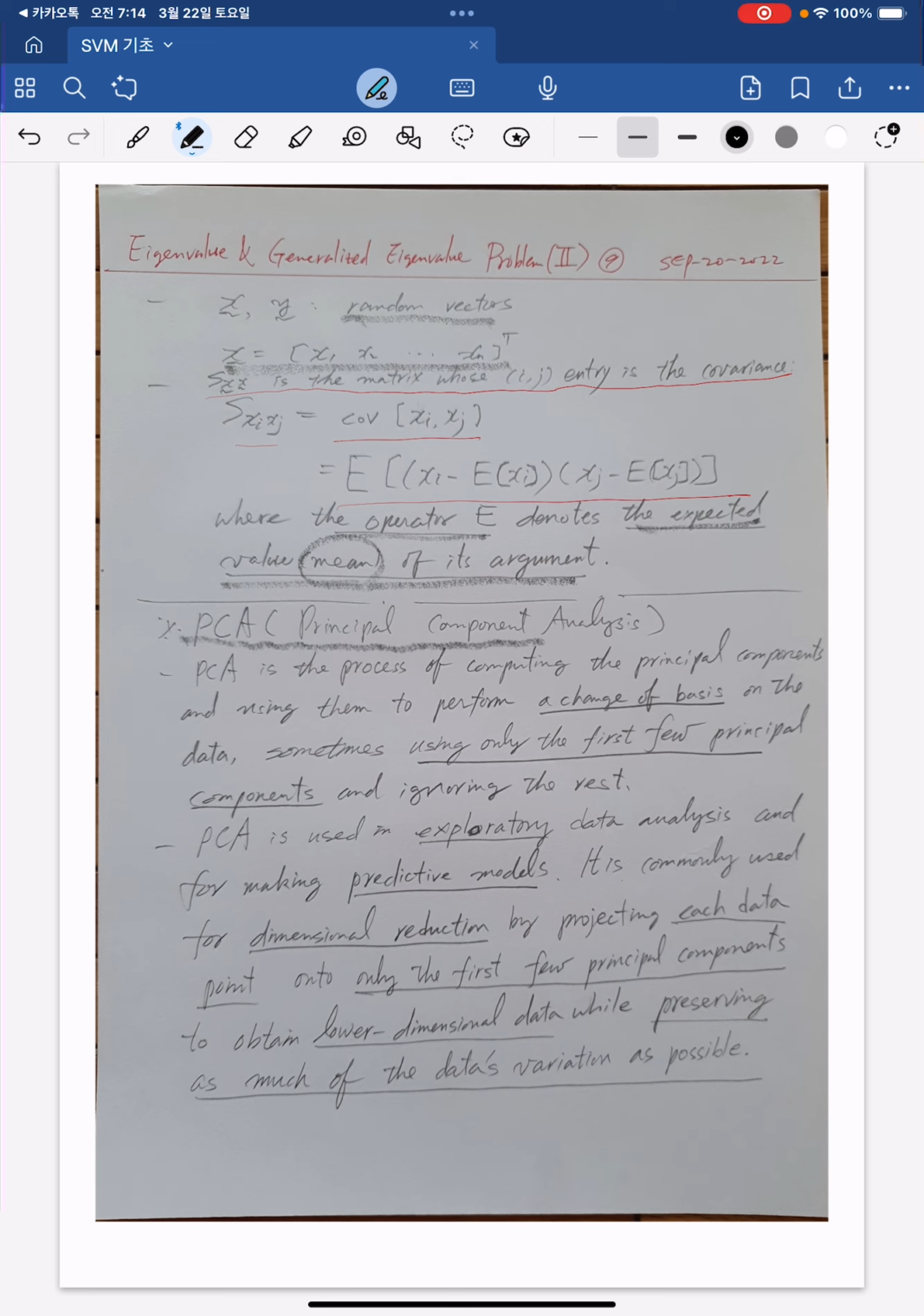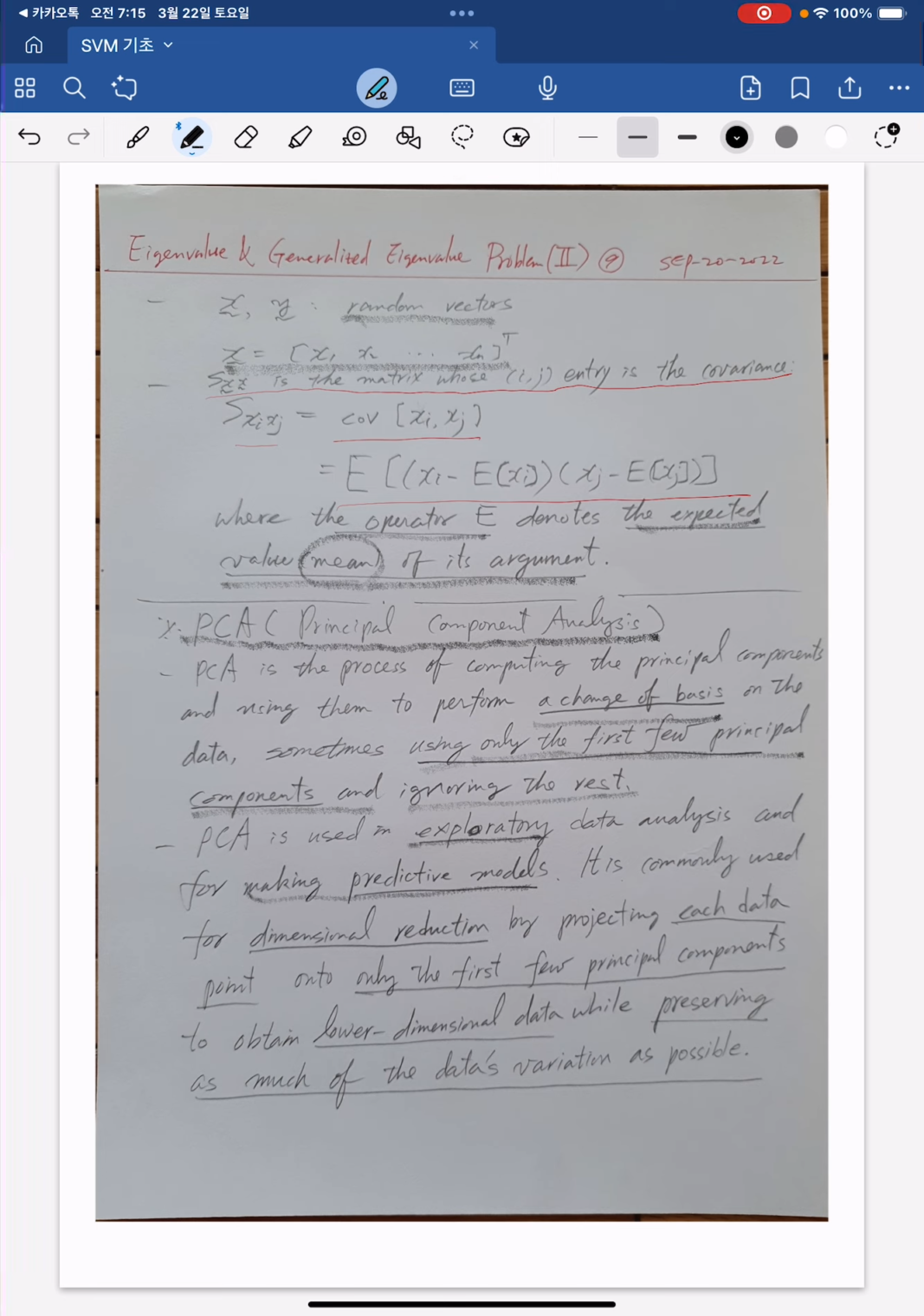PCA, Principal Component Analysis. 이거 다 알고 있는 내용인데 그래도 한번 더 음미해 봅시다. PCA is the process of computing the principal components and using them to perform a change of basis on the data, sometimes using only the first few principal components and ignoring the rest. PCA is used in exploratory data analysis and for making predictive models.